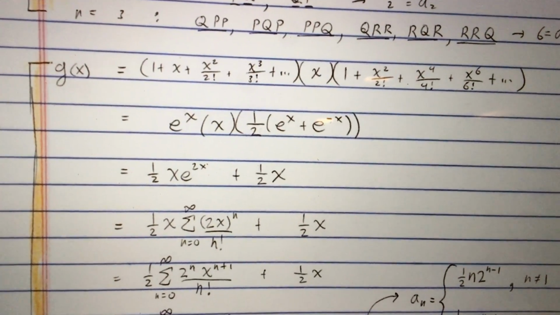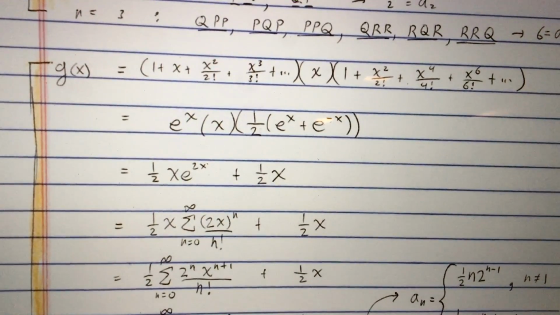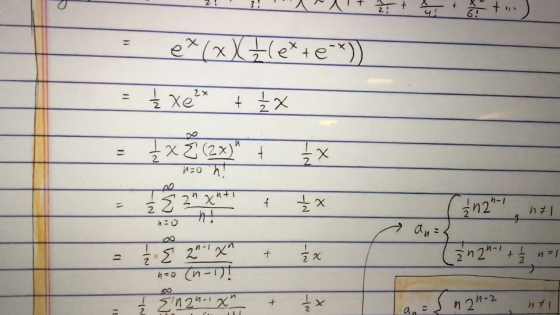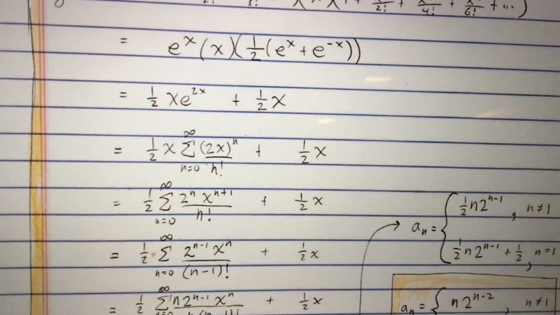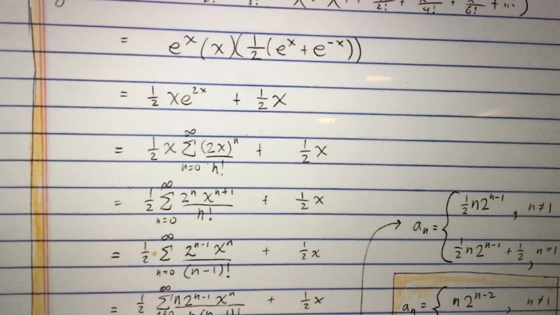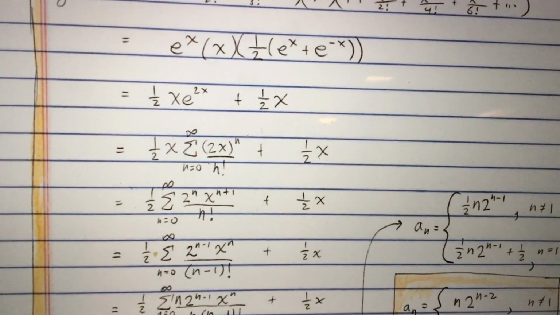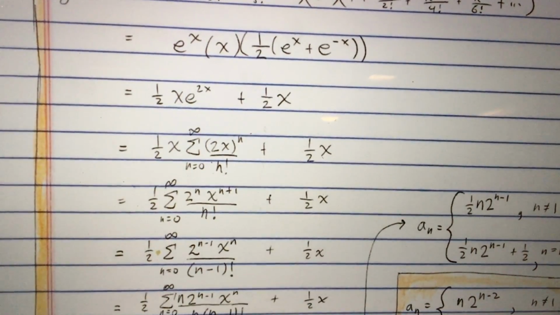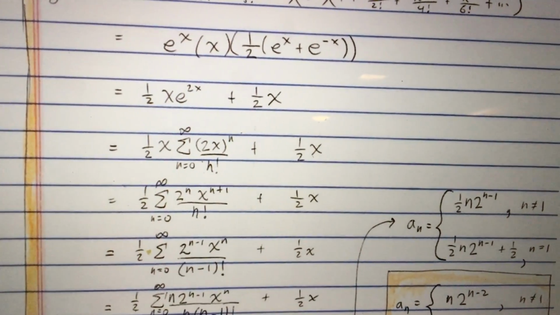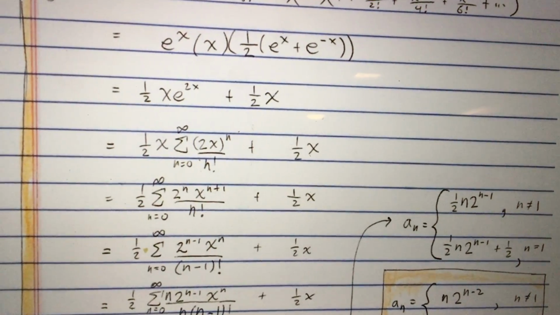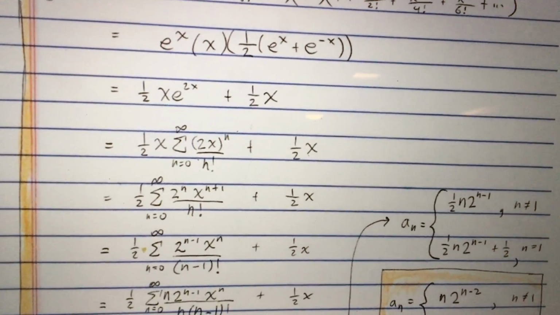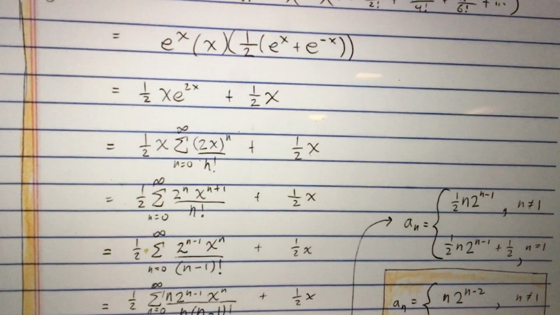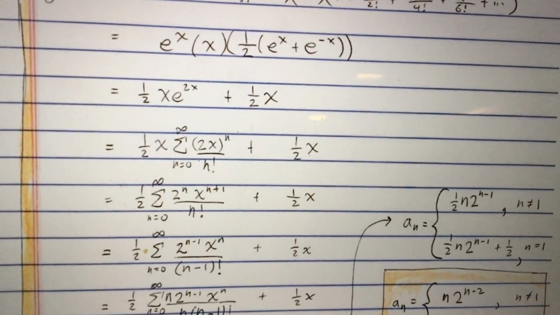Now I can multiply the x into the summation and get x to the n plus 1. And then I can re-index. So here I'm re-indexing to turn all of the n's into n minus 1's. That happened to the 2 to the n minus 1, in the denominator, n minus 1 factorial. And in the numerator, n minus 1 plus 1. And that's a mistake. Underneath the sigma should be n equals 1 to infinity. I'll fix that on the paper.